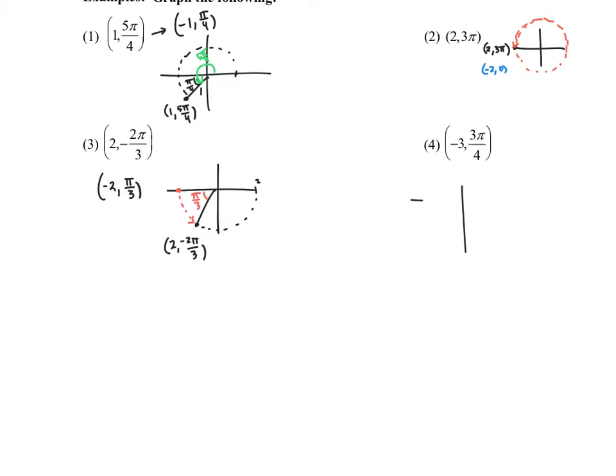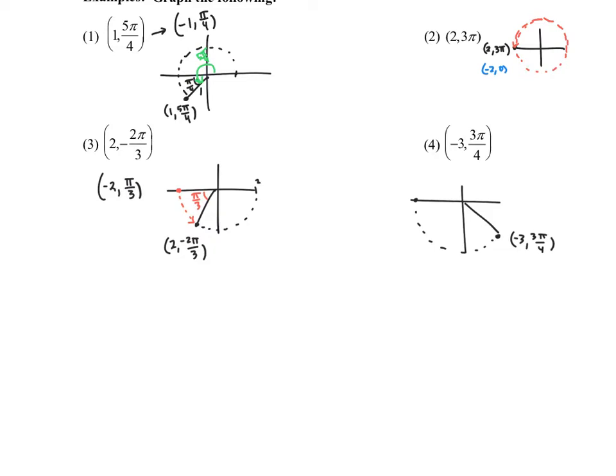Okay, what quadrant would you end up with if you had an extension of negative 3 and a rotation of 3 pi over 4? Well, you'd end up in quadrant 4. Extend negative 3, rotate 3 pi over 4. That puts us right here. There you have it.